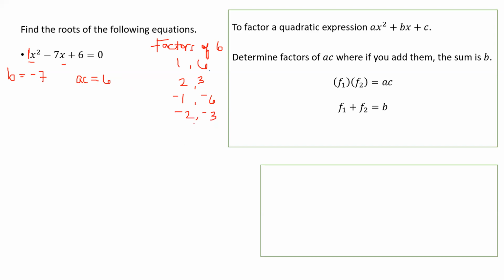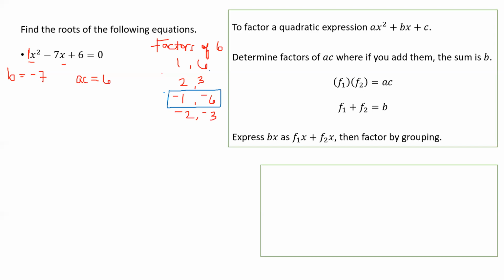So for B equal to -7, let's choose from the factor pairs here. We can see that -1 and -6 are the factor pairs where, when we add them together, we will get -7.